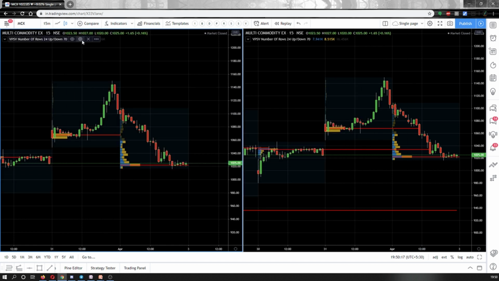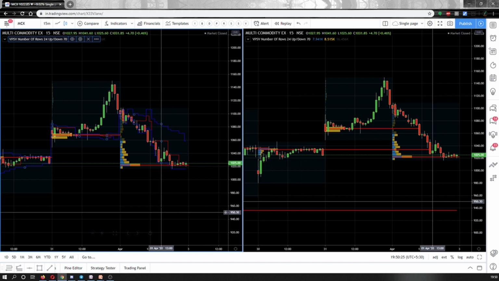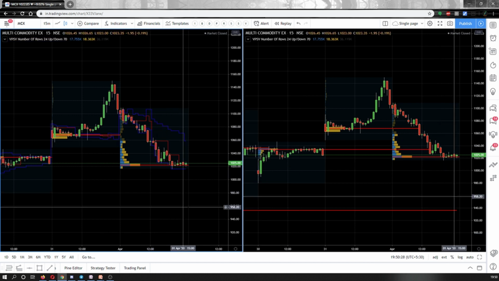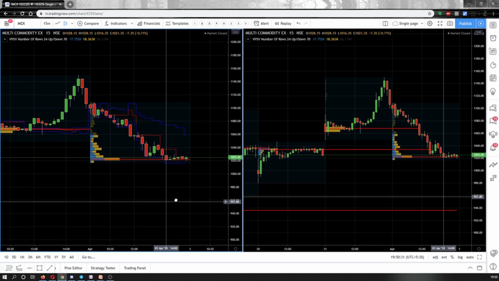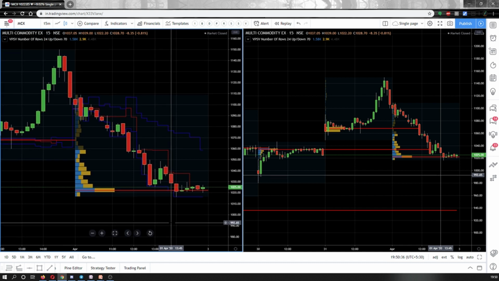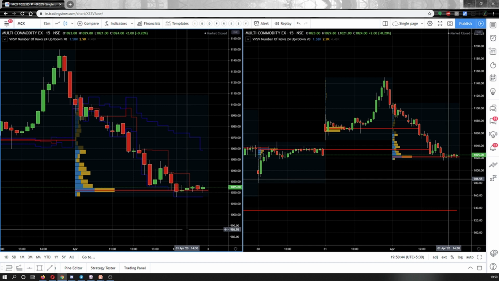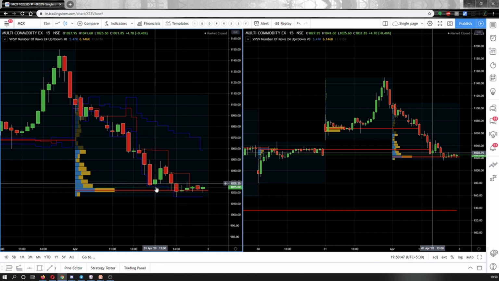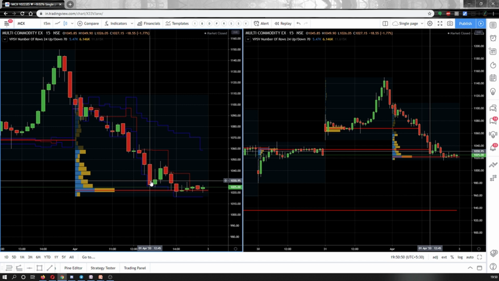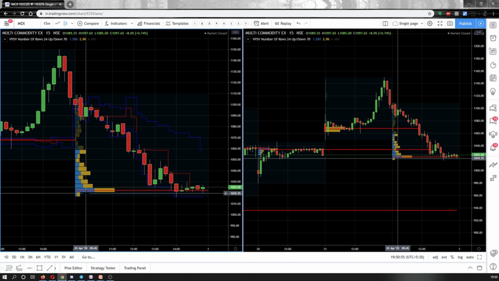That gets plotted here. You go to the settings and you click on developing POC and developing VA and click on OK. So this is how it looks like. If I maximize this, if I make it a bit bigger, what is the first feeling that you have? My first feeling is, man, this is screwed up. I'm not able to understand what is going on in the chart. It is not at all clear. Everything is so confusing. Blue lines, red lines, and so many things going on the left hand side. I have some graph kind of thing.